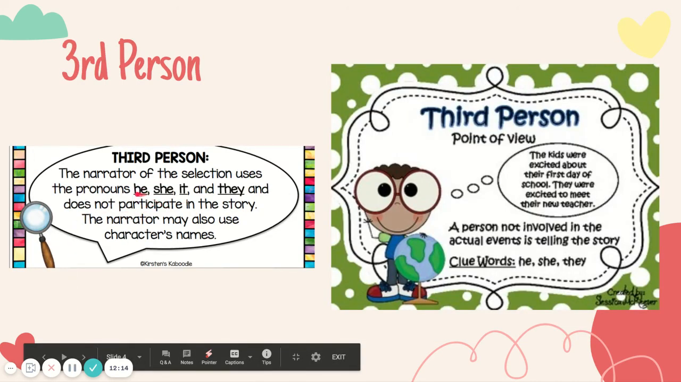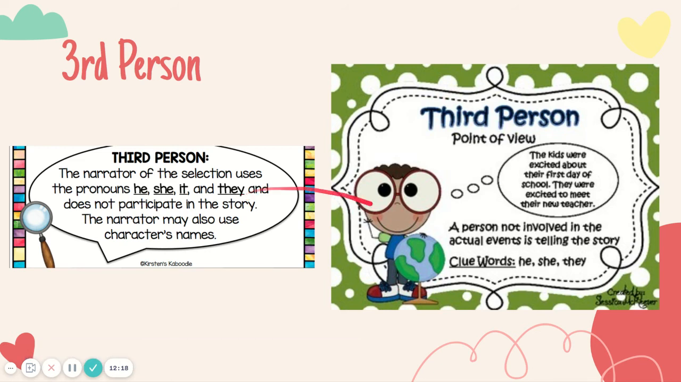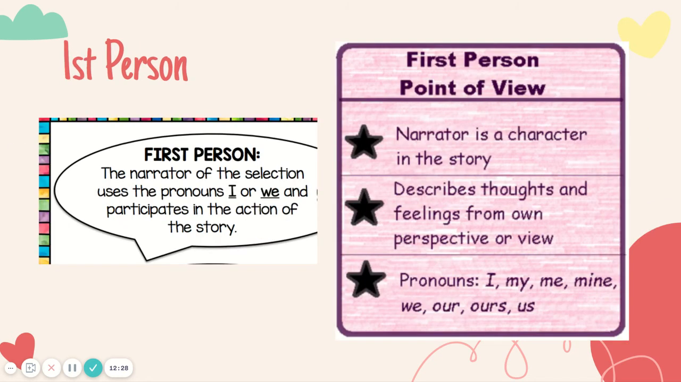So we didn't see the word he, she, or it, or they. And we know that the person is in the story, so it can't be third person. Let's go back and check our clues and see if it matches with first person.